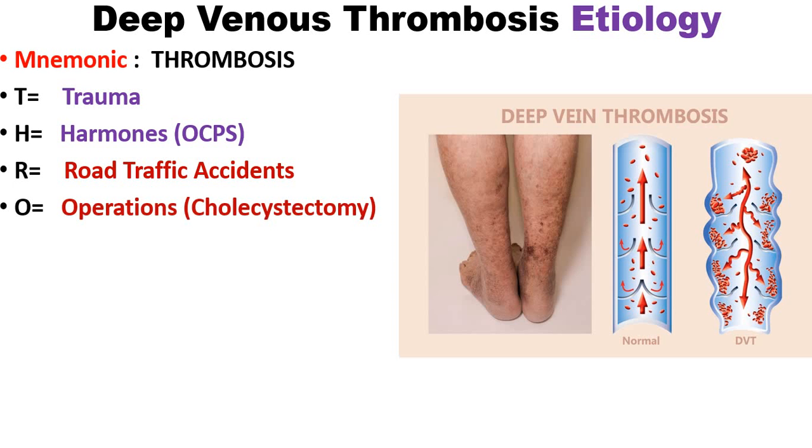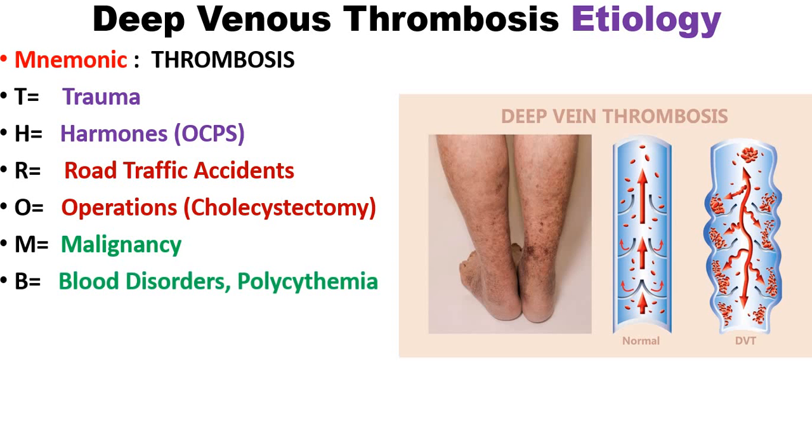Next is the O for the operations, different types of surgeries like the cholecystectomy to remove the gallbladder stones along with the gallbladder. It can also cause the deep vein thrombosis. Next is the M for the malignancies. Different types of tumors or malignancies can also cause the deep vein thrombosis. Next is the B for the blood disorders, different bleeding disorders, or the polycythemia in which the RBCs are high. It can also cause the DVT.